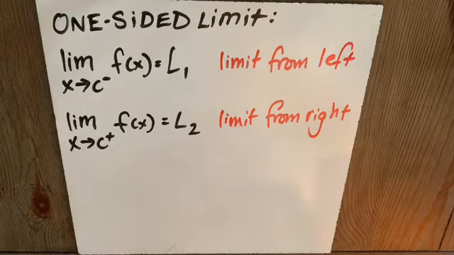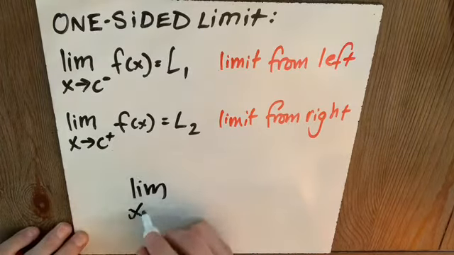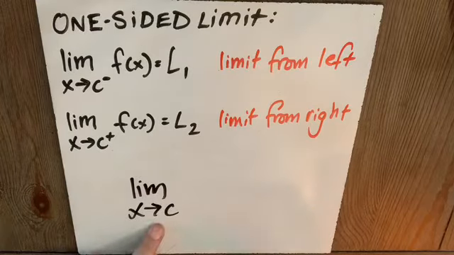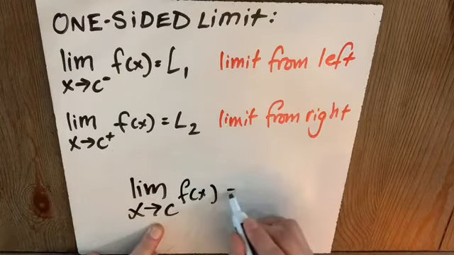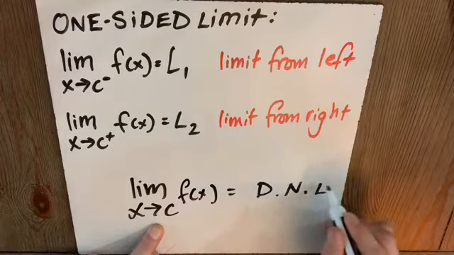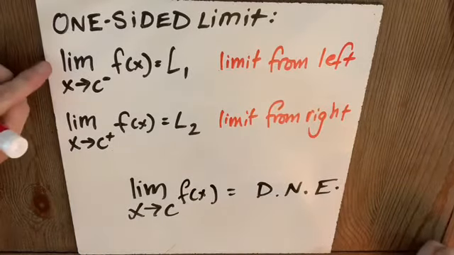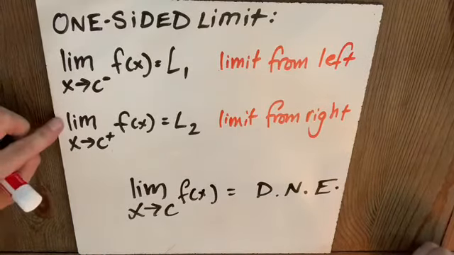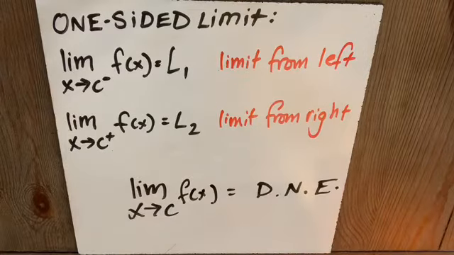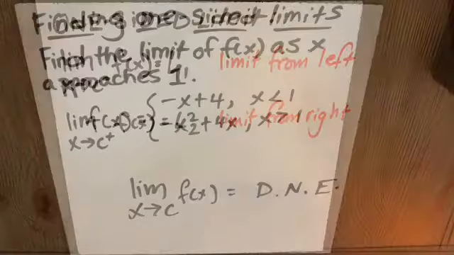So in total, you'd have to say that the limit as x approaches c, this means from both sides, of f of x does not exist. Why? Because the limit from the left does not equal the limit from the right. Both of the limits must be going towards the same y value. Otherwise, you don't have a trend in y.